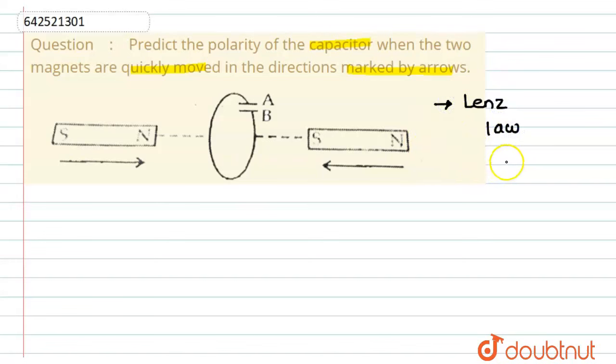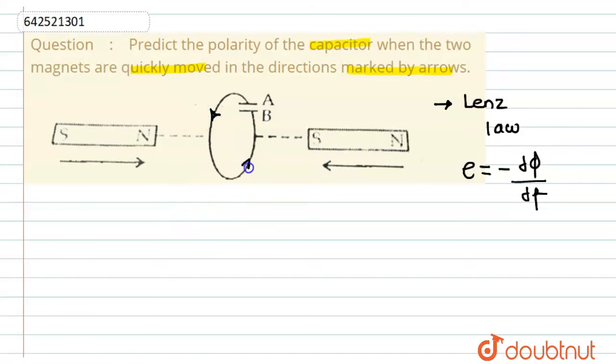whenever there is a change in magnetic flux associated with the coil, an EMF is induced across the coil, and the direction of that induced EMF is such as to oppose the change in flux which produces it. Hence, the current induced in the coil will oppose the approach of the magnet. Therefore, the left face of the coil will act as a north pole and the right face of the magnet will act as a south pole. For this, the current in the coil will be in anti-clockwise direction as seen from the left.